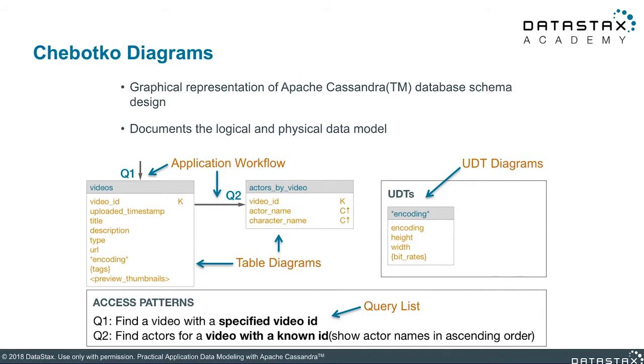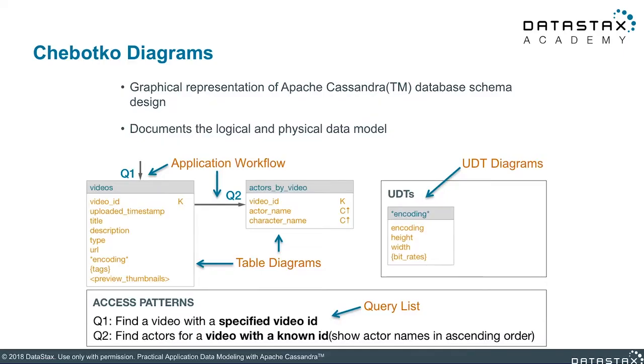At the bottom of the slide, you see query 1. Find a video with a specific video ID. Looking at the Chebotko diagram in the middle, you see that query 1 leads into a table which would satisfy this query. We'll get into the details a little bit more later. Let's get some terminology out of the way.